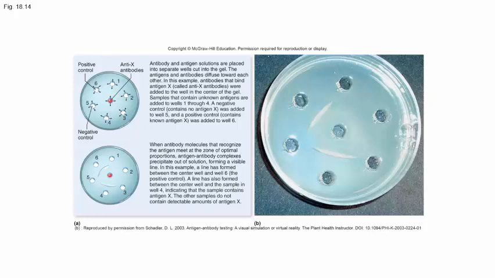So you have an anti-X antibody, and you have a positive control, negative control, and you have your different samples. Now, the antibodies are going to diffuse out from the center well. The other types of antigens will diffuse from those wells too. When they meet together, they're going to form antigen-antibody complexes, and you're going to have this agglutination. Now, you may have more than one on the gel.